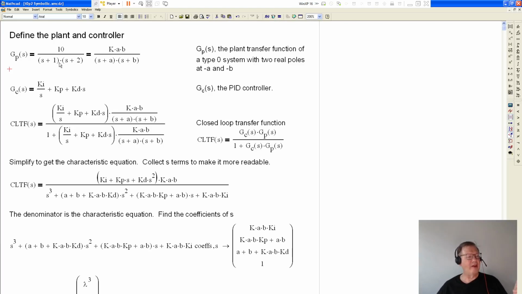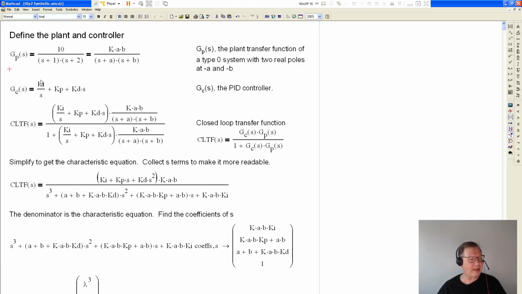And in this case, because A is 1 and B is 2, K is going to be 5, so that's going to be equal to 10. And that means we're going to have a gain of 5 millimeters per second for every percent output. And we'll assign some real units to this stuff.